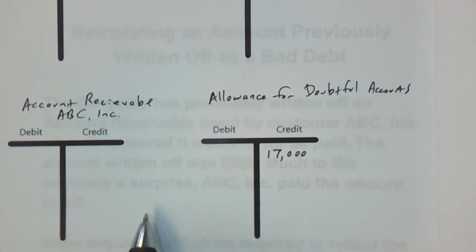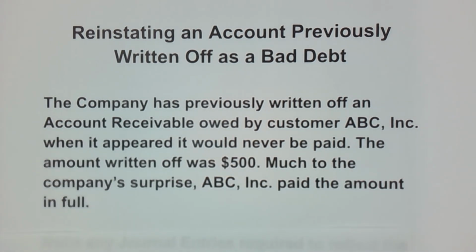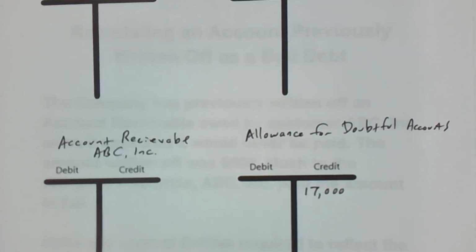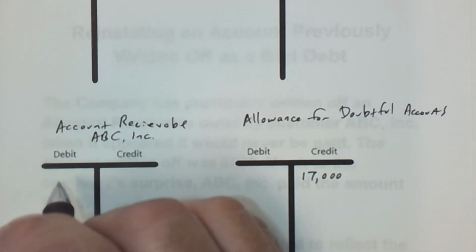All right, so now the first thing we need to do is reinstate this account. We received the $500, but before we can show that in the cash account, we need to reactivate or reinstate the account receivable. So this customer owed $500.